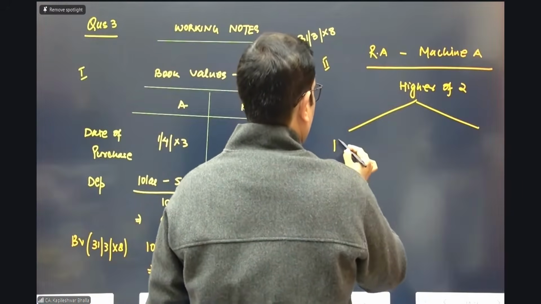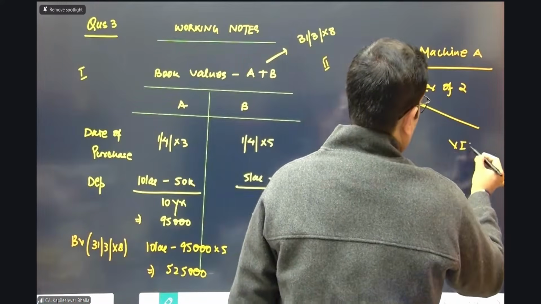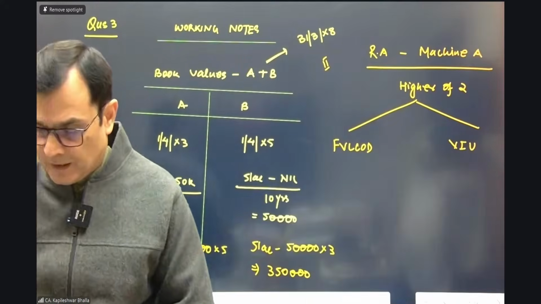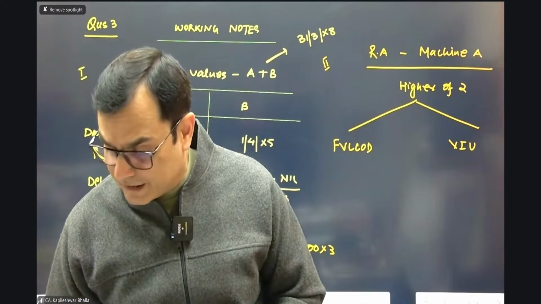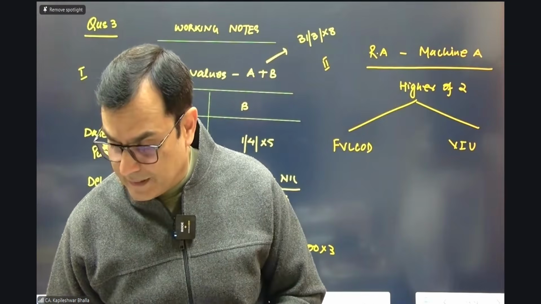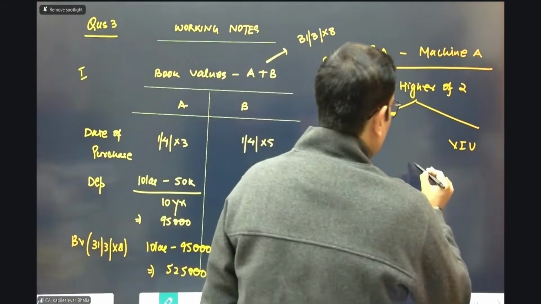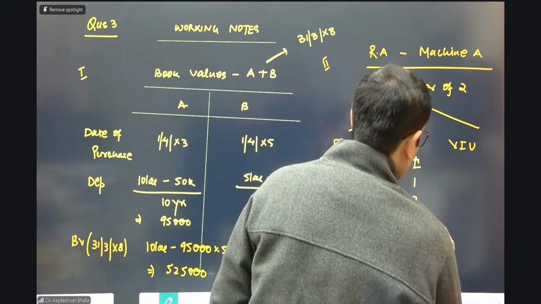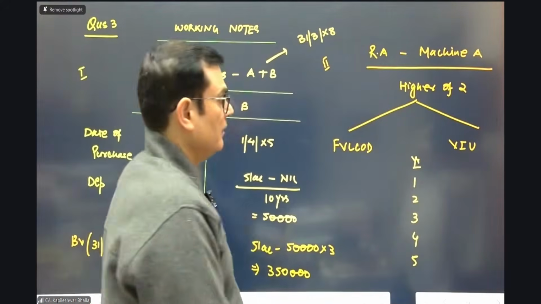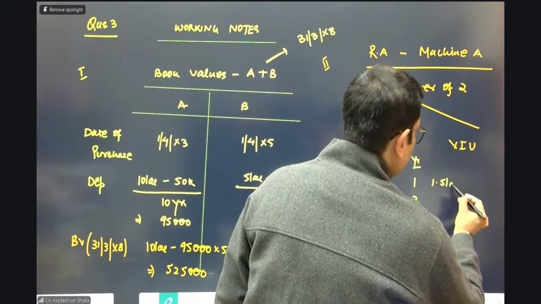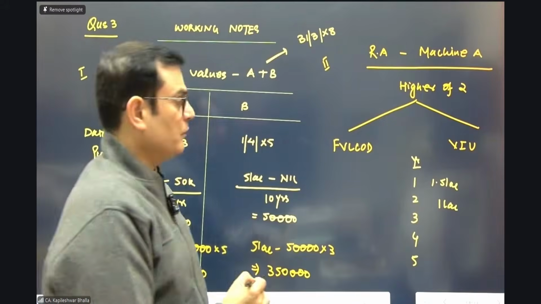One is the fair value less the cost of disposal or cost to sell, and one is the VIU. In terms of the value in use, we need to consider the discounting of the cash flows. So let's consider the discounting of the cash flows in this case. We've got the years 1, 2, 3, 4, 5, and I guess the cash flows are 1.5 lakhs, then 1 lakh, and this is 1 lakh 150.